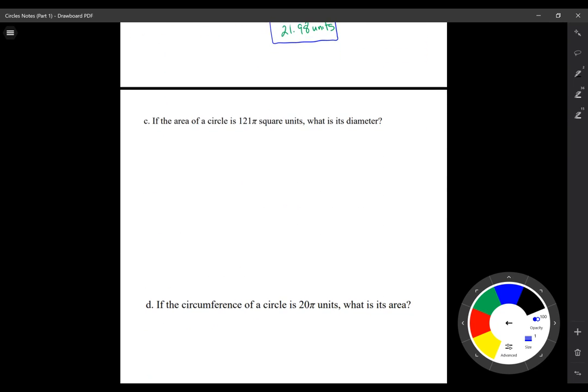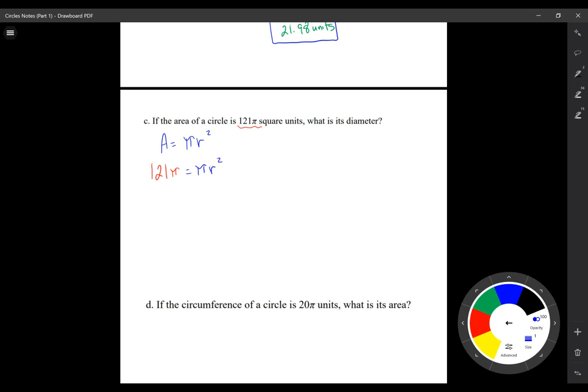These last two are a little different. We're going to be working backwards. So we're actually given the area and moving backwards to find our diameter. So for that reason, we'll write the area equation, which is pi times r squared. And since we can plug in 121 pi as our area, we're going to plug that in for the a value. So a, area, 121 pi, is equal to pi r squared.